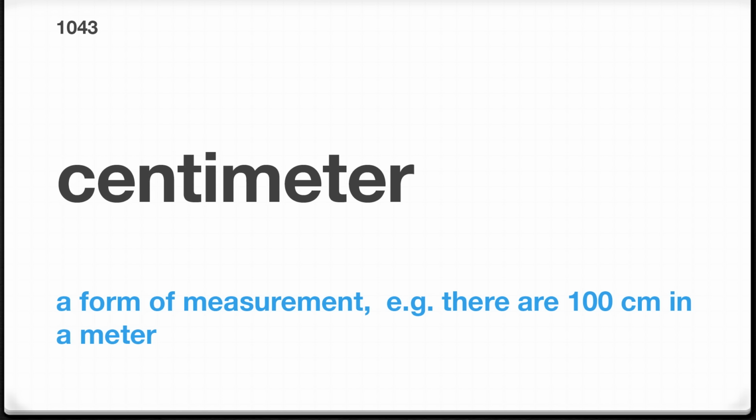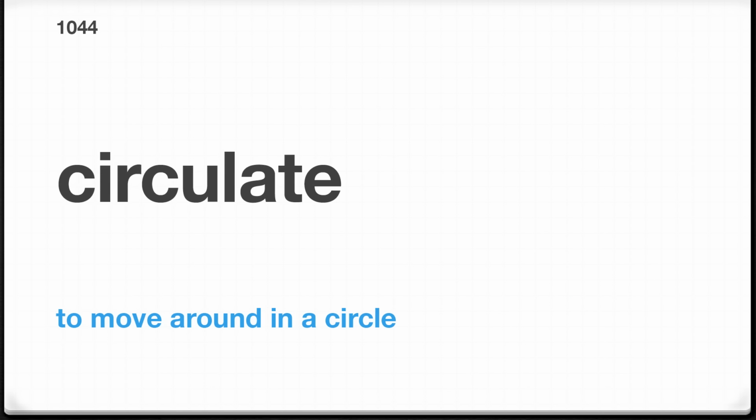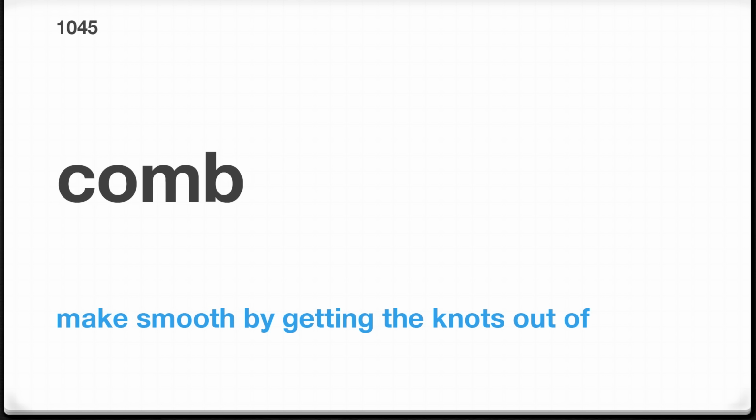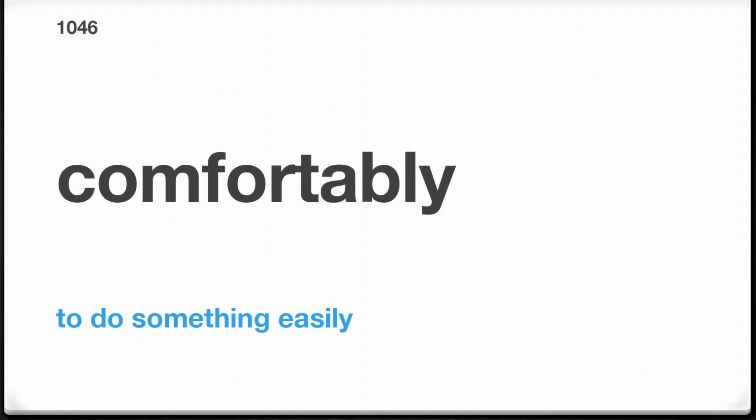A form of measurement. For example, there are 100 centimeters in a meter. Centimeter. To move around in a circle. Circulate. Make smooth by getting the knots out of. Comb. To do something easily. Comfortably.